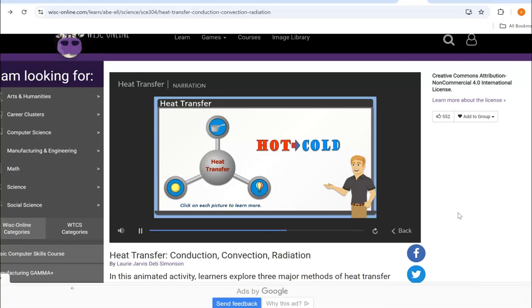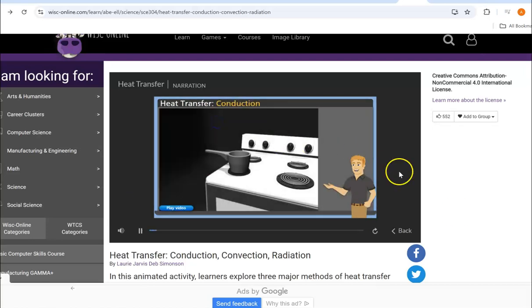Heat transfers to and through some materials better than others. In this lesson, you will learn about the 3 ways that heat transfers in our environment: convection, conduction, and radiation. Conduction is the transfer of heat between substances that are in direct contact with each other. The better the conductor, the more rapidly heat will transfer.